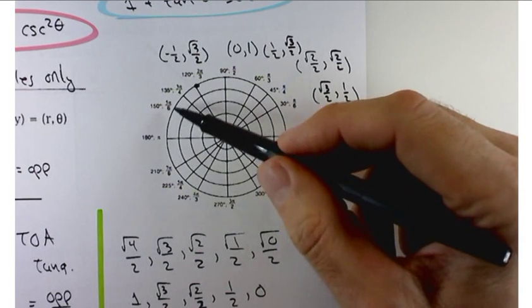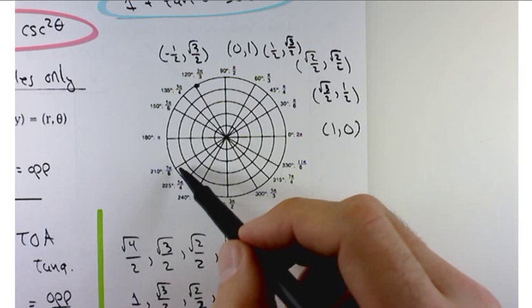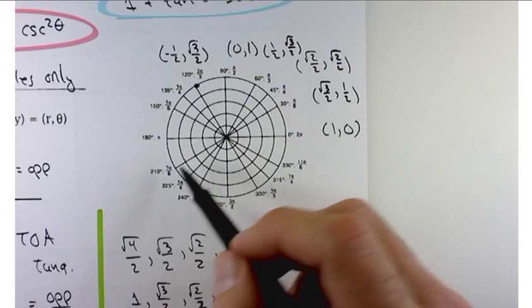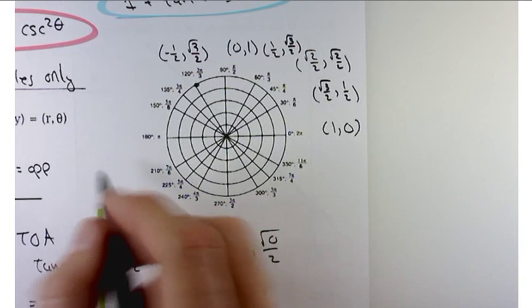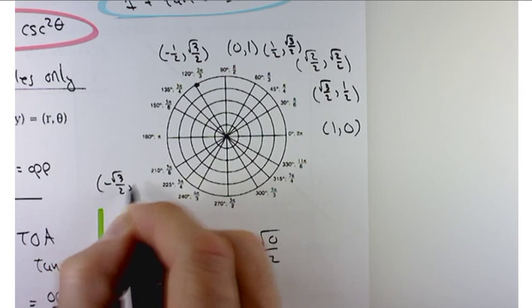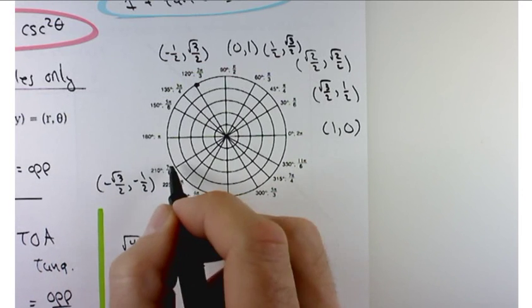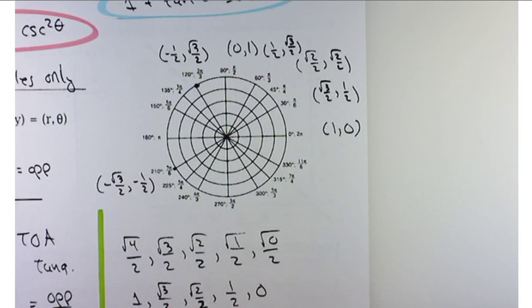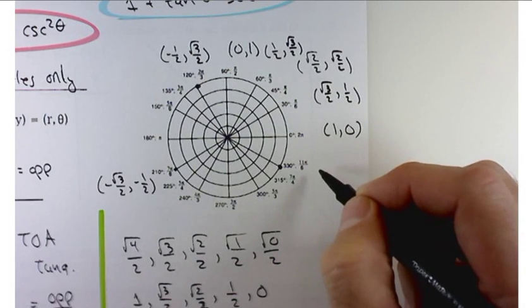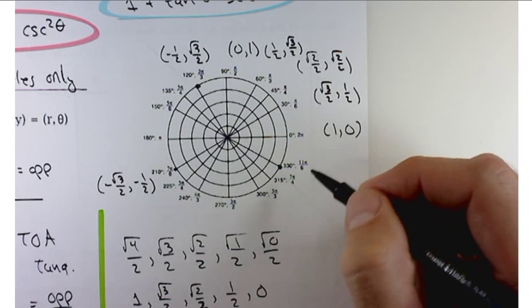If I wanted to drop down here into the third quadrant, then I can reflect one from the first quadrant over to here. Both of these are going to have negative signs. So it's going to be negative square root of 3 over 2 and negative 1/2 at 210 degrees or 7 pi over 6. How about one last one over here at 360 degrees? Scott, what are the coordinates going to be there, please?